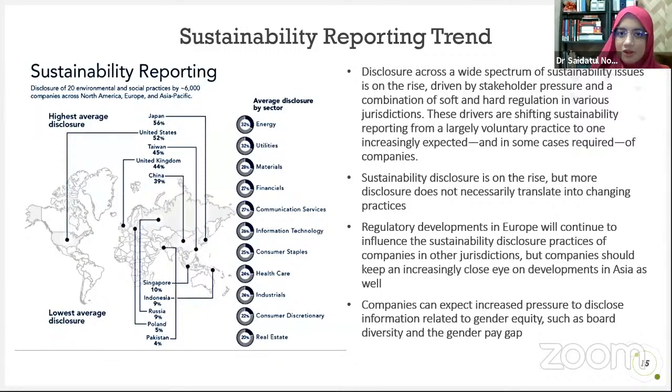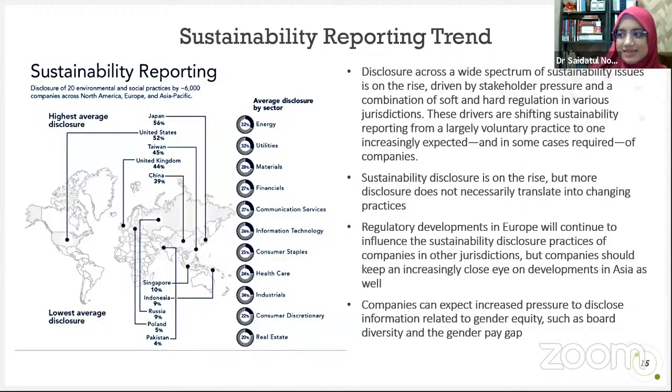Why? They have a lot of risk, because when you are big, you are most probably a multinational, and you are probably operating in more than one country. So your risk is huge if you have sustainability issues. So that is why they put more emphasis. So large companies normally report.